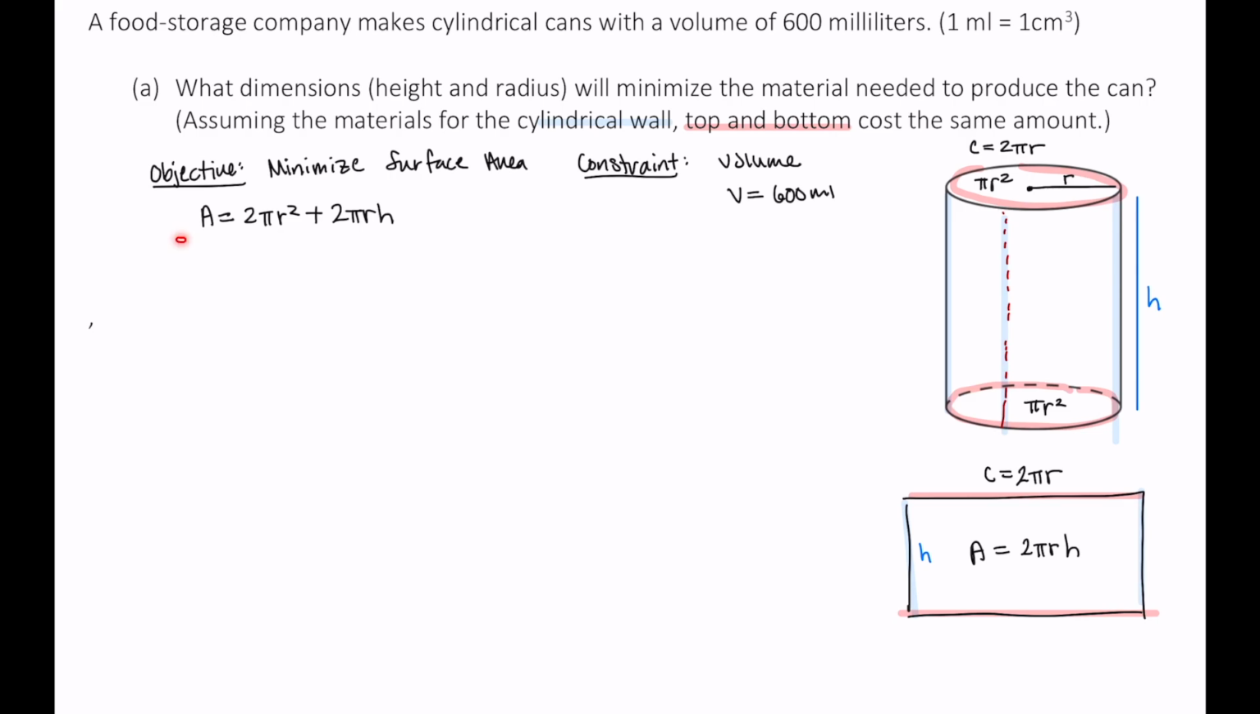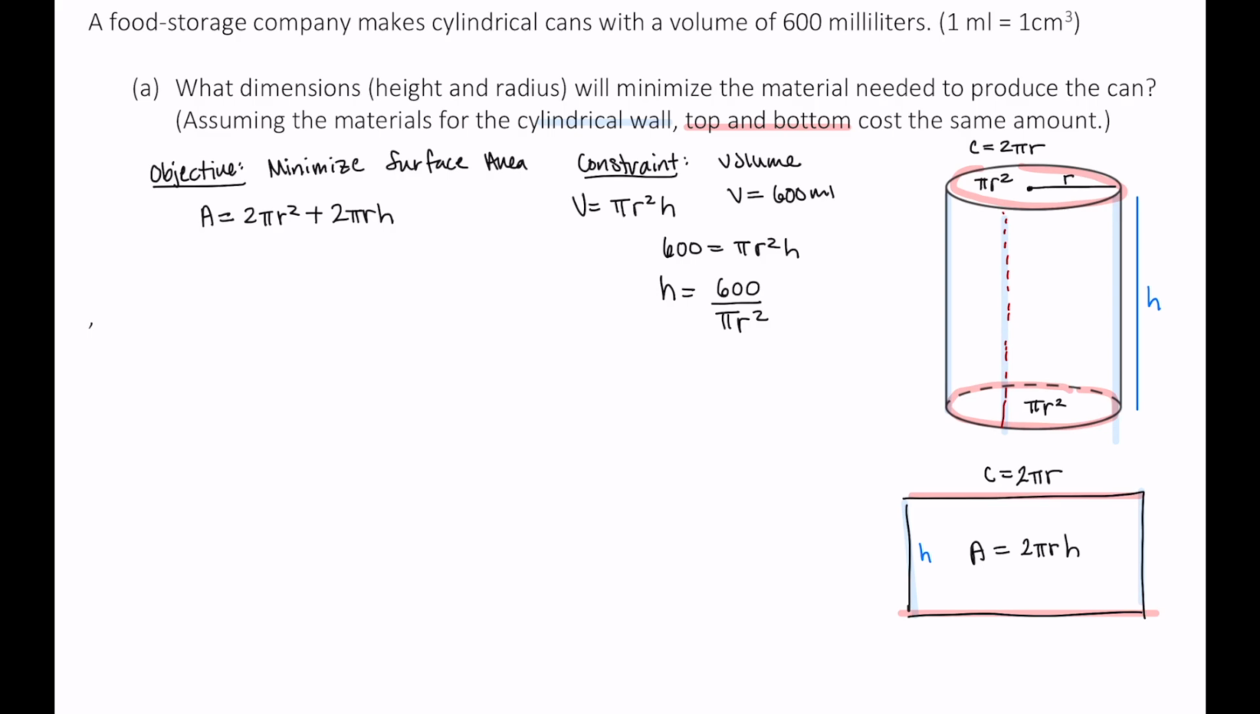Okay, well, how can I relate surface area to this volume here? Well, what is the volume of this cylinder? The volume of this cylinder is the area of the base times the height. So its volume can also be given by pi r squared h. So I know that 600 equals pi r squared h, or equivalently, h equals 600 divided by pi r squared.